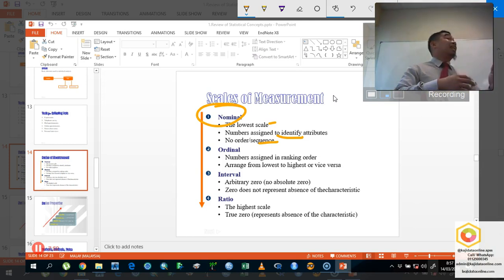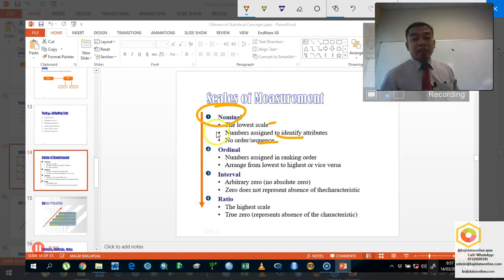So the computer can count how many males, how many females. If you just put male and female, it's hard for you to count, correct? But the computer can count, provided that you assign the numbers first. Okay, this is by using SPSS. Okay, this is the nominal scale.